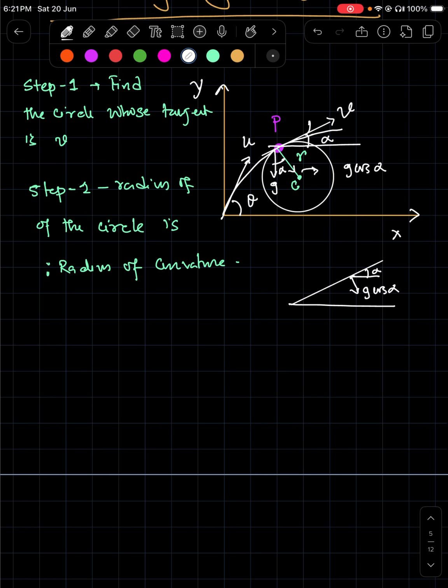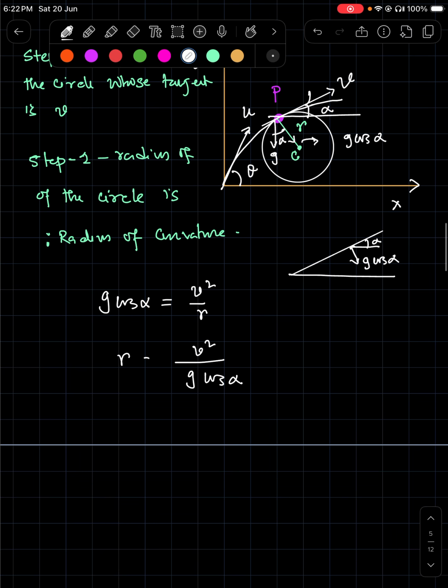We know that when a particle is moving in a circular motion, the acceleration is pointed towards the center of the circle, which is called centripetal acceleration. So G cos alpha is the centripetal acceleration, and the formula of the centripetal acceleration is v square by r. From this formula, we find the radius of curvature, that is v square by G cos alpha. So let me give you an example to find how to calculate the radius of curvature of a projectile motion.